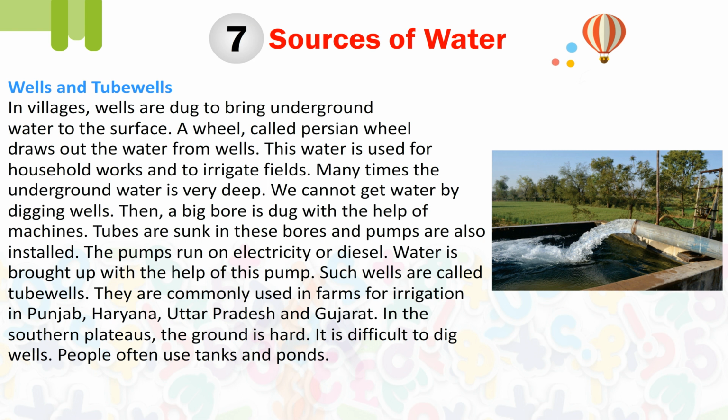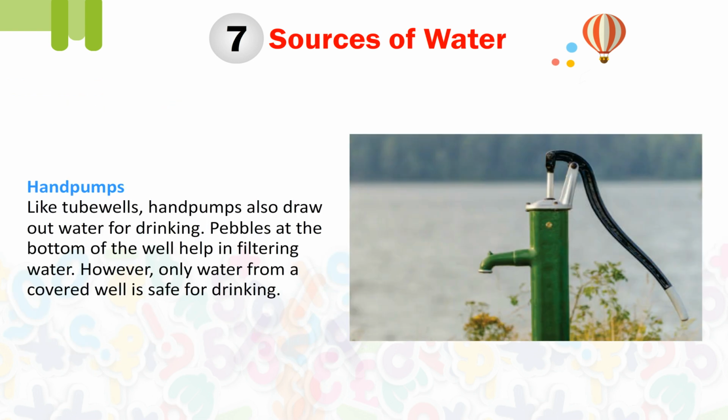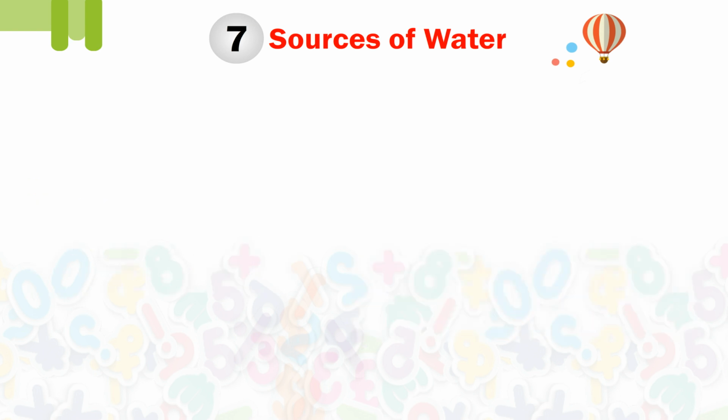In the southern plateaus, the ground is hard. It is difficult to dig wells. People often use tanks and ponds. Hand pumps. Like tube wells, hand pumps also draw out water for drinking. Pebbles at the bottom of the well help in filtering water. However, only water from a covered well is safe for drinking.